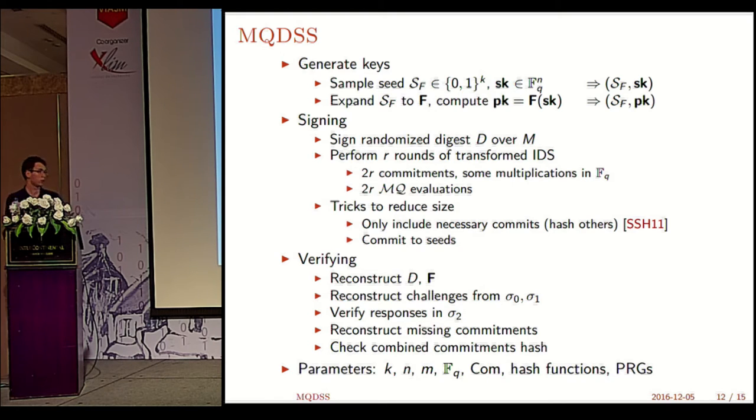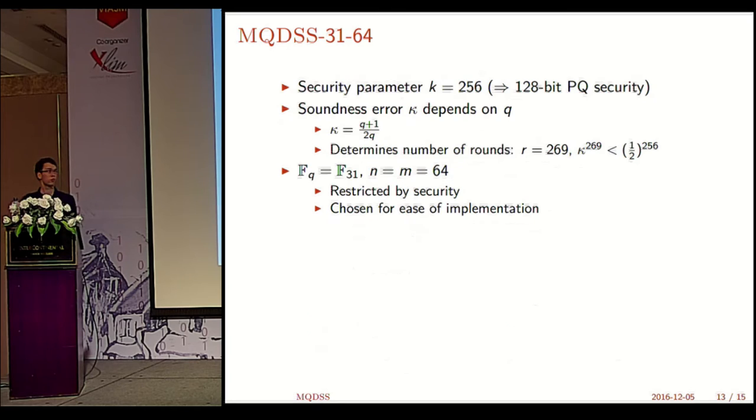And then there's a bunch of parameters that we've omitted to give instances of so far. So there's K, the security parameter. And there's N and M, the dimensions of our MQ problem, where N is the number of inputs and M is the number of outputs. We're doing this over some finite field FQ. There's a commit function, there's a bunch of hash functions, and there's random number generators. So let's now look at a specific instance of this.